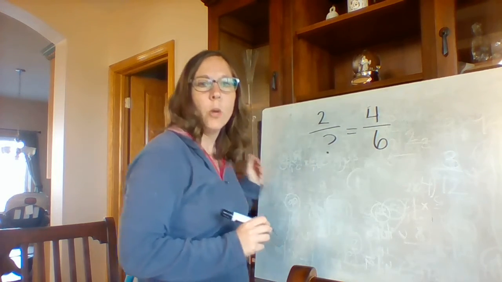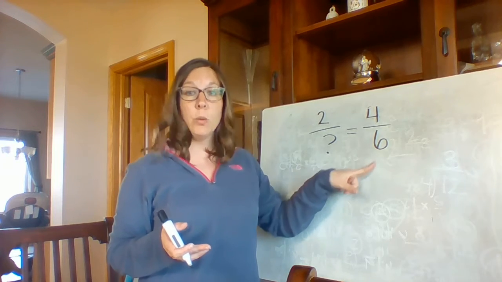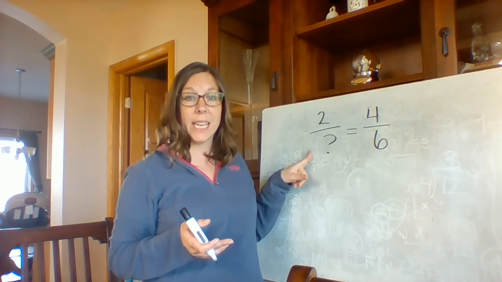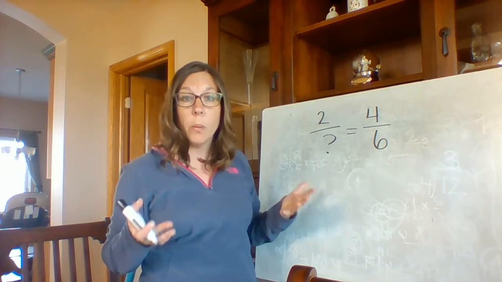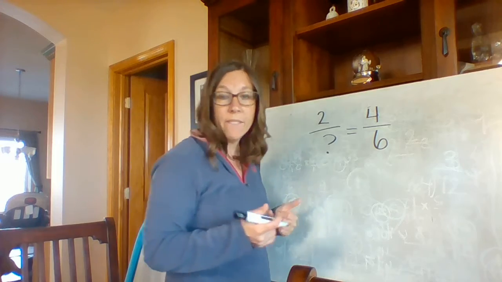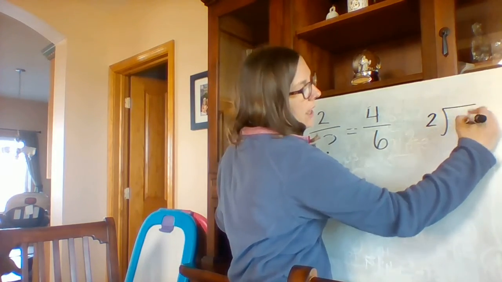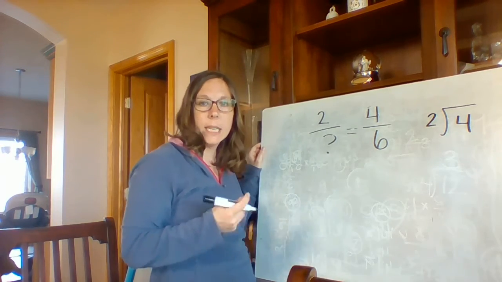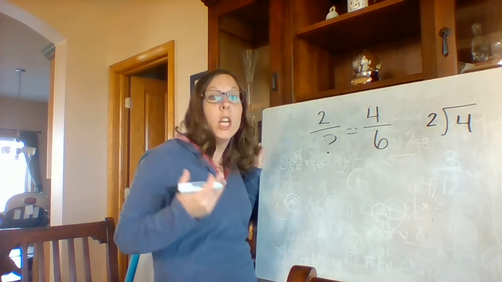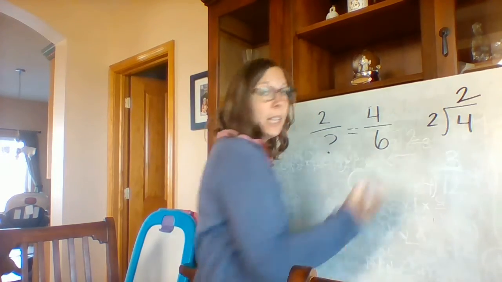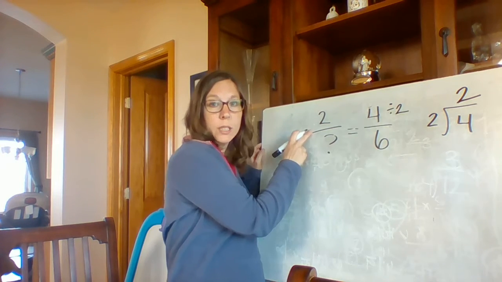All right, so we have 2 over something equals 4 over 6. So again, we have to divide because my number is getting smaller. So we have to start with the one that is filled in so we know what we have to divide by. If I have this, how many times can 2 go into 4? 2 times what gives me 4? Well, 2 times 2. So I know that I had to divide by 2 to get here.